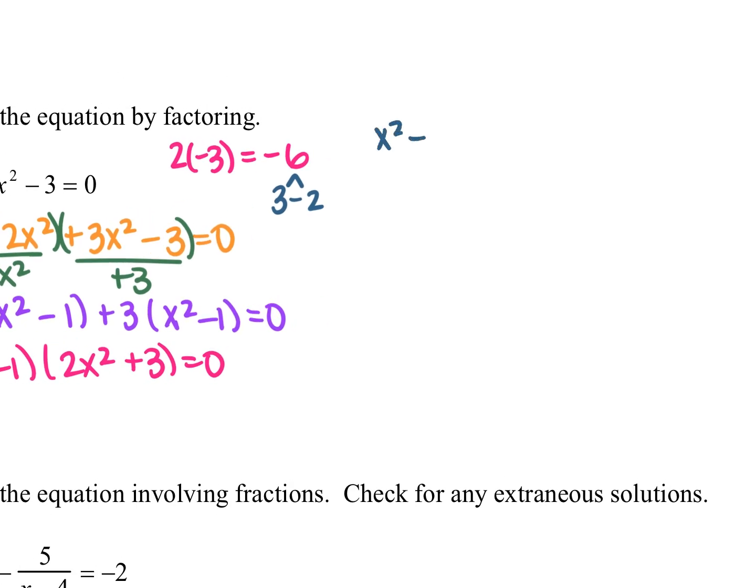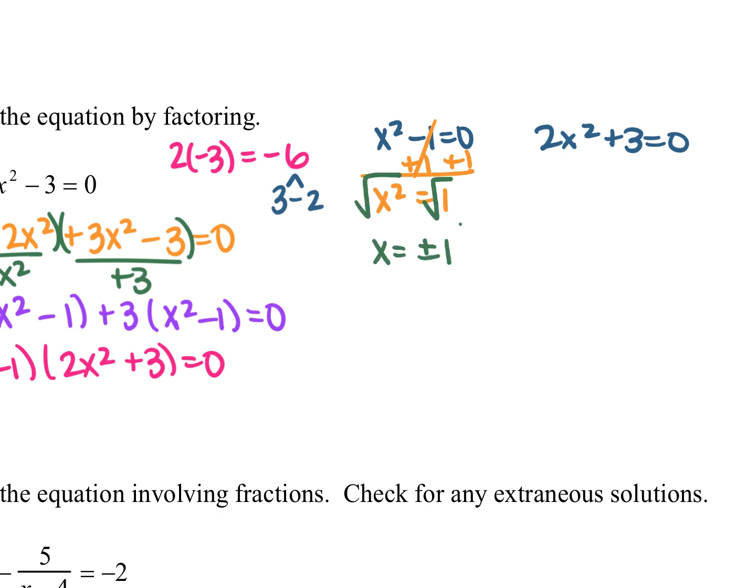So we have x squared minus 1 is equal to 0, and 2x squared plus 3 is equal to 0. For the x squared minus 1 is equal to 0, add your 1 over, or you could factor it. It's up to you. You get x squared is equal to 1. Take the square root of both sides. You get that x is equal to plus or minus 1. Two answers there.